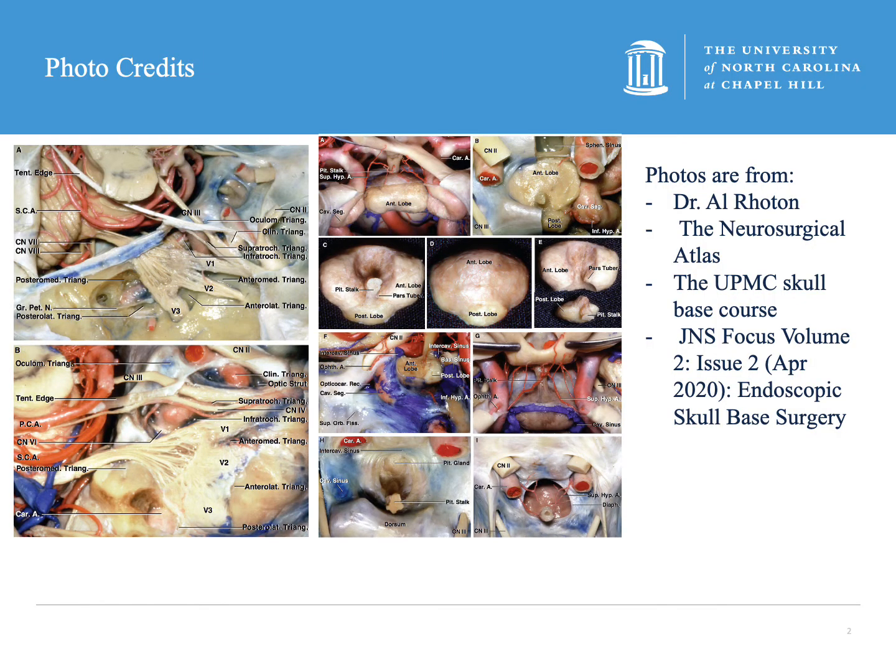Most of the photos in this talk have been collected over time from Dr. Al-Rodhan. I've also used the Neurosurgical Atlas. I was fortunate enough to go to the UPMC skull-base course, and JNS also has a focus collection of videos on endoscopic skull-base surgery, which is a really good resource.